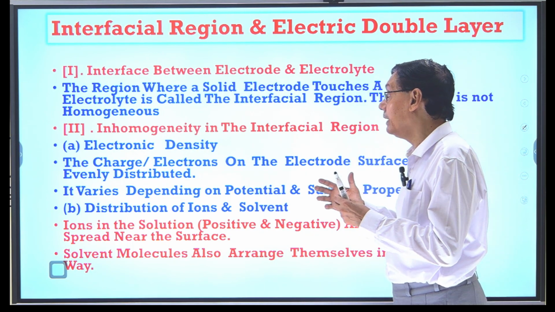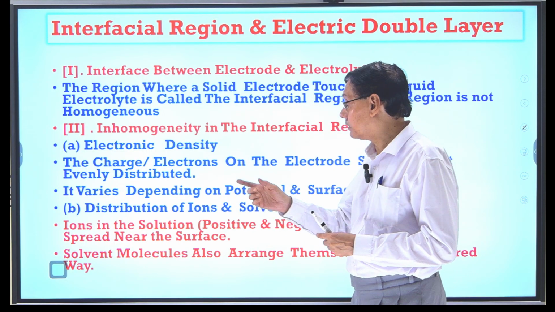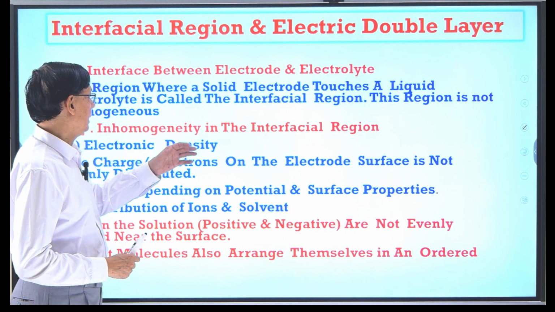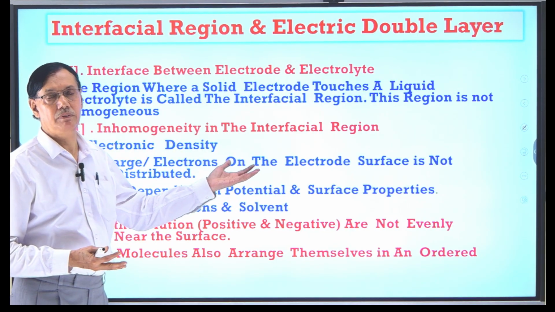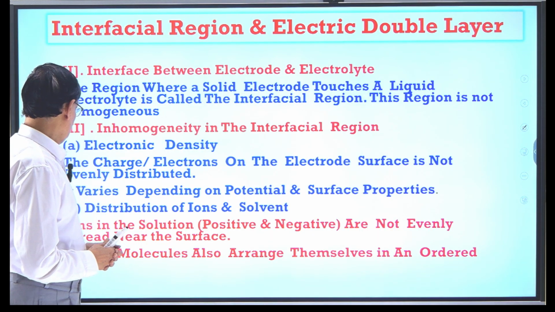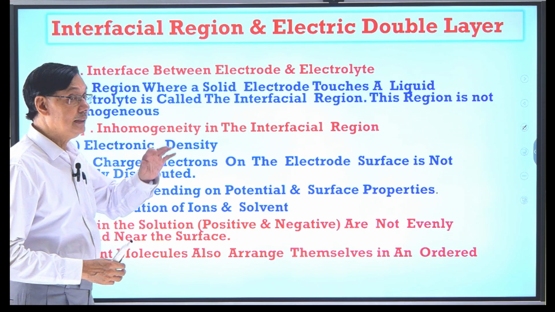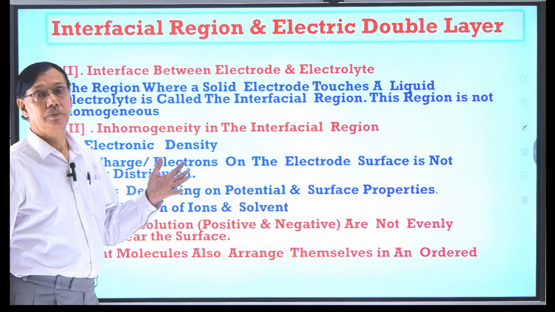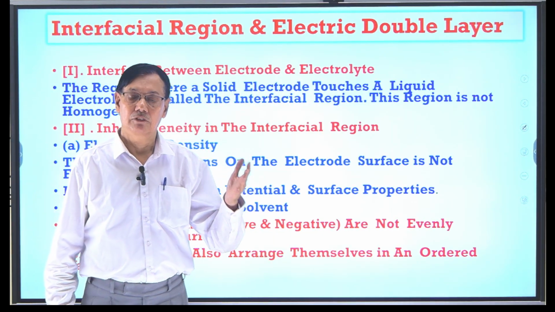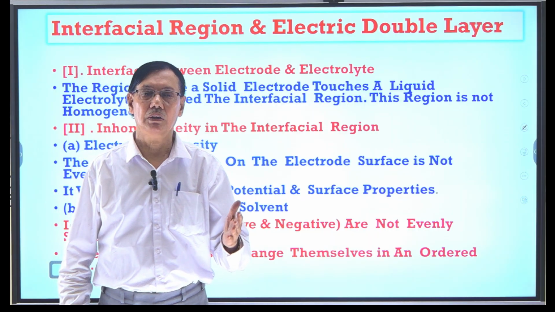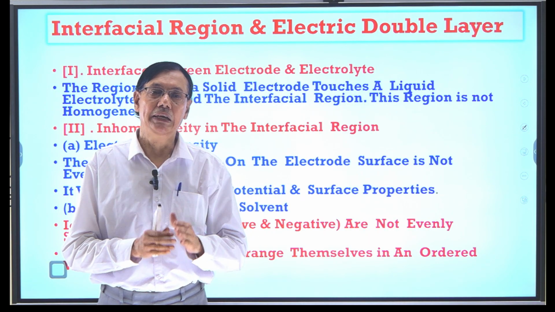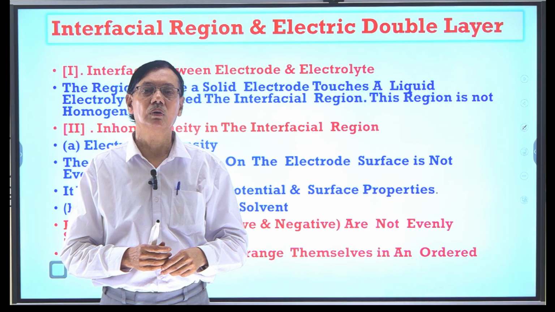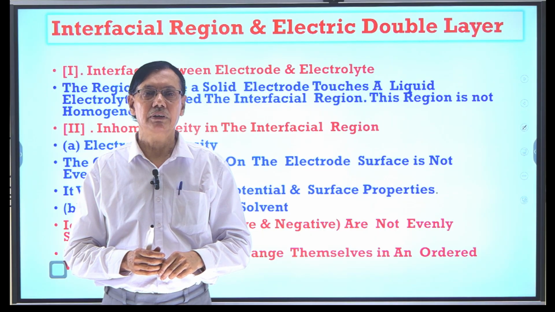Now it depends upon many things. It depends on the electronic density. The charge or the electrons on the electrode surface is not evenly distributed. मैंने पहले भी आपको बताया. It varies depending on the potential and the surface property. And also it depends on the solvent. Most of the time we are using the water. And if you understand the Debye-Huckel theory, अगर आपने पढ़ा होगा तो आपको याद होगा, there is a concept of thickness of ionic atmosphere, where temperature plays a very significant role, the dielectric constant plays a very significant role.